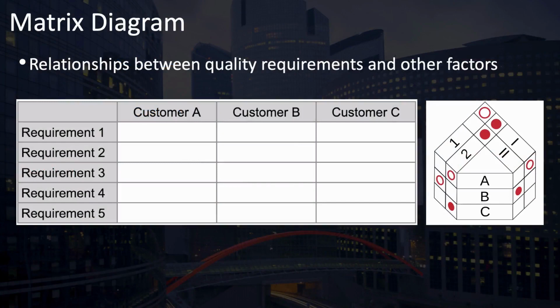Matrix diagrams, which you can use to see relationships between quality requirements and other factors on your project, can be as simple as this L-shaped diagram, which shows rows and columns like a typical spreadsheet, or this one on the right, which shows relationships among 3 different categories of factors.